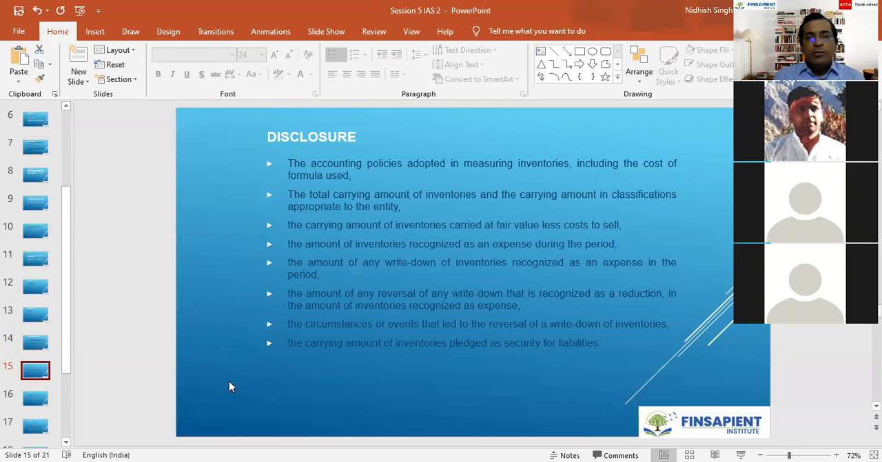Disclosures. So what do we disclose in the notes and footnotes? Accounting policies, important. Carrying amount of inventory. Each type of inventory should be maintained separately, with the carrying amount written together. Other disclosures should be provided as well.